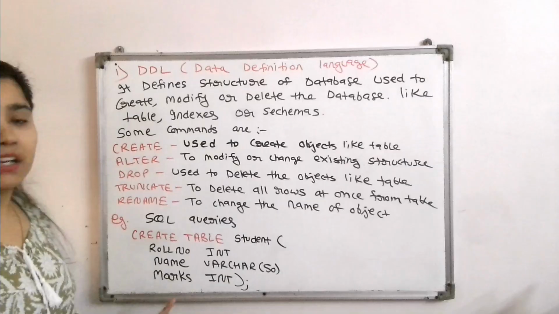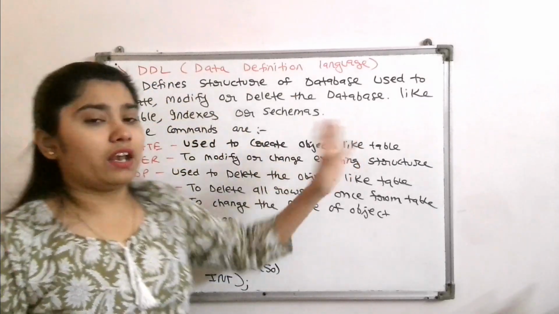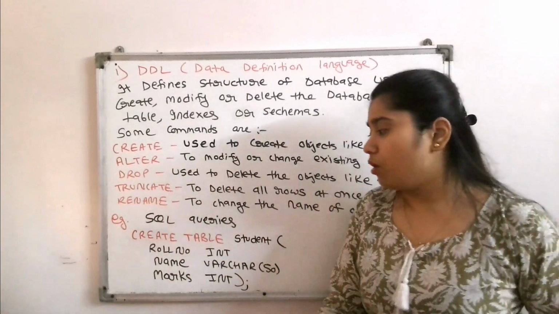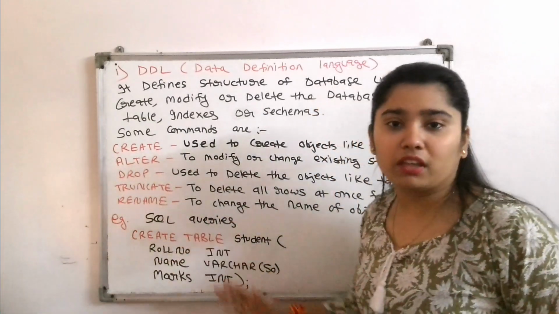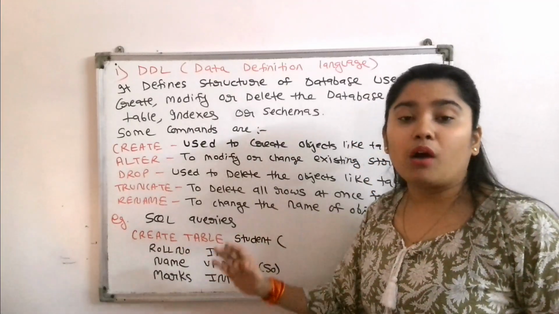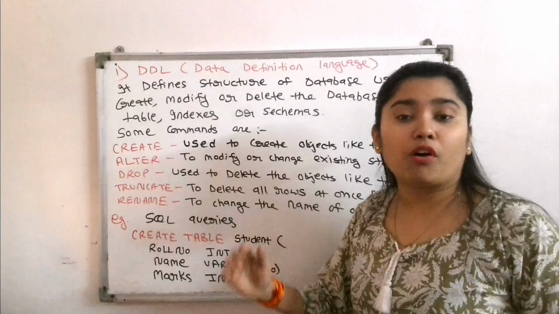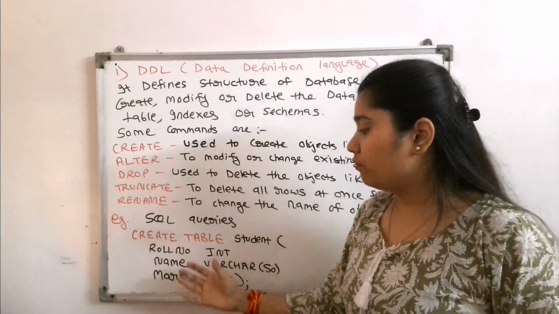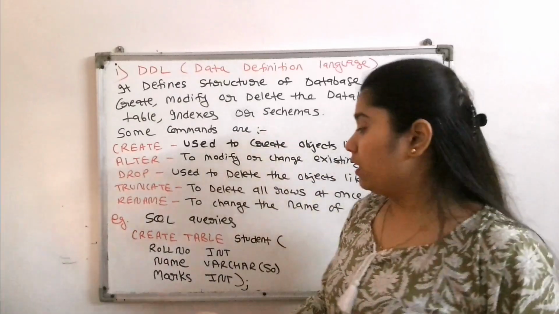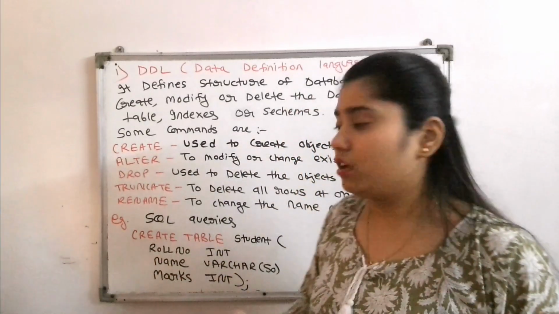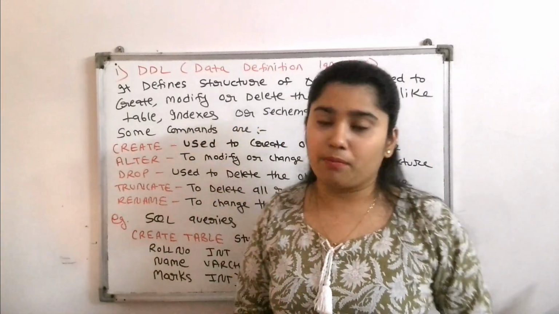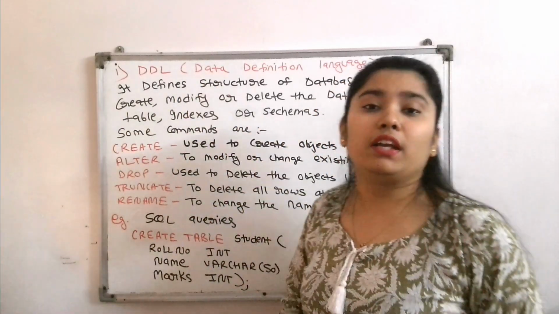So I hope you are clear with the data definition language. Data definition language deals with the design or the structure of the database, not with the data. This is the structure. We are making the structure only, like we are making the table. This is the structure of the table. We are not using this command for the data. Now we want to store data, like roll number 1, roll number 2, then any name, marks. If we want to store the data, then we use DML commands. For the structure we use the DDL commands.